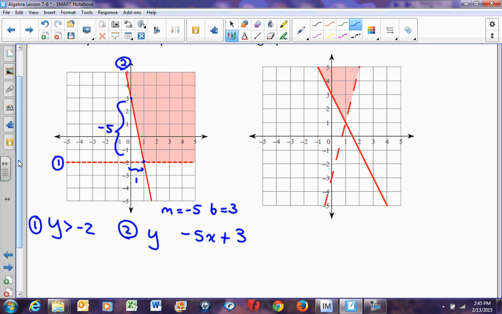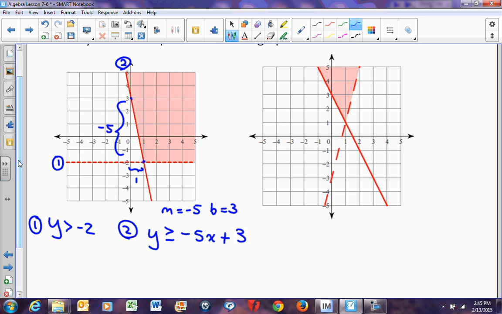It's got to be an equal to because it's a solid boundary line. If it was not an equal to, it would be a dashed boundary line, which is why we use the greater than symbol for the first equation versus the greater than or equal to symbol. Okay, I'm going to assume that it doesn't go through 0, 0. So let's just put in a greater than symbol.